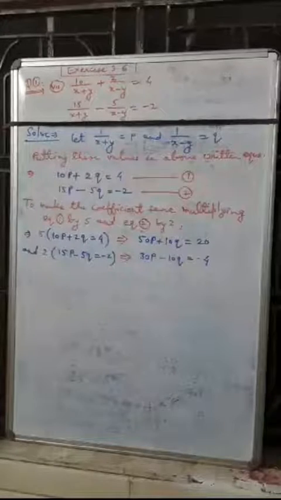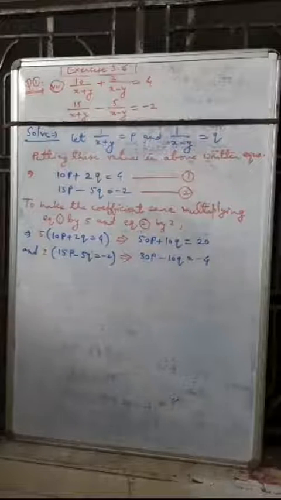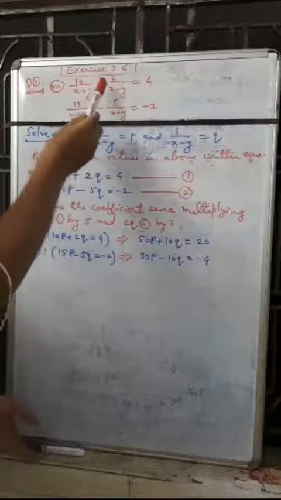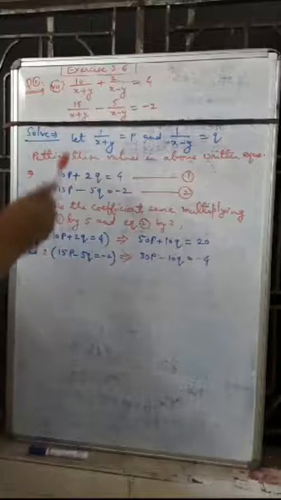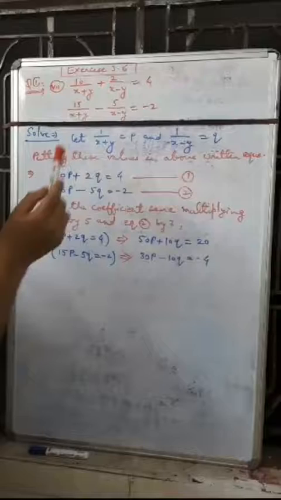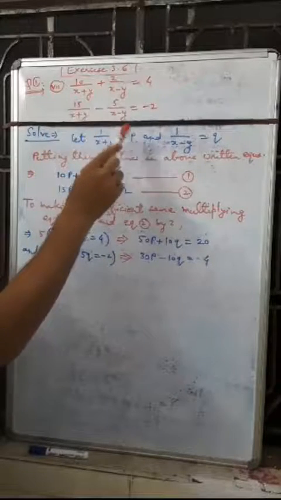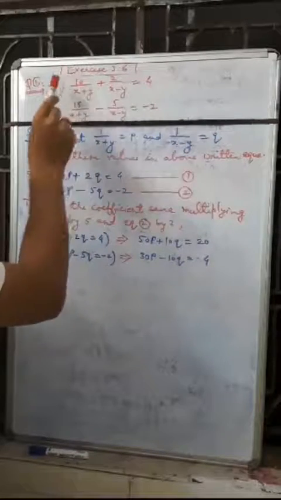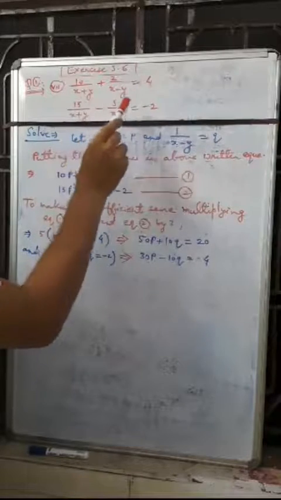Now we are solving question number 1, problem number 7. The problem is that 10 upon x plus y plus 2 upon x minus y is equal to 4 and 15 upon x plus y minus 5 upon x minus y is equal to minus 2. So let 1 upon x plus y is equal to p and 1 upon x minus y is equal to q to make the equation simple and standardized.